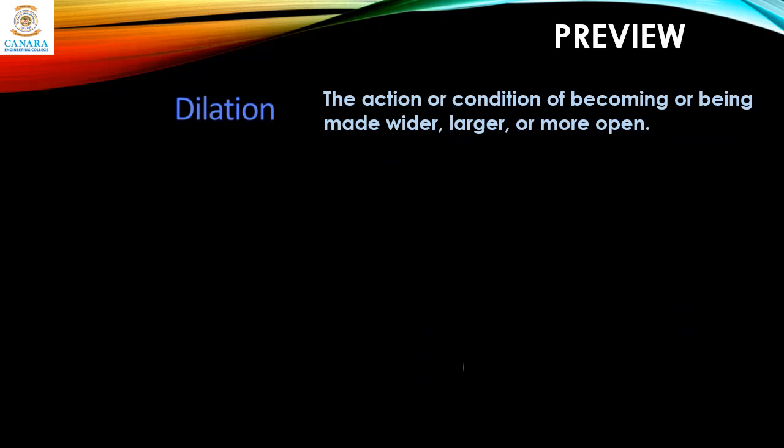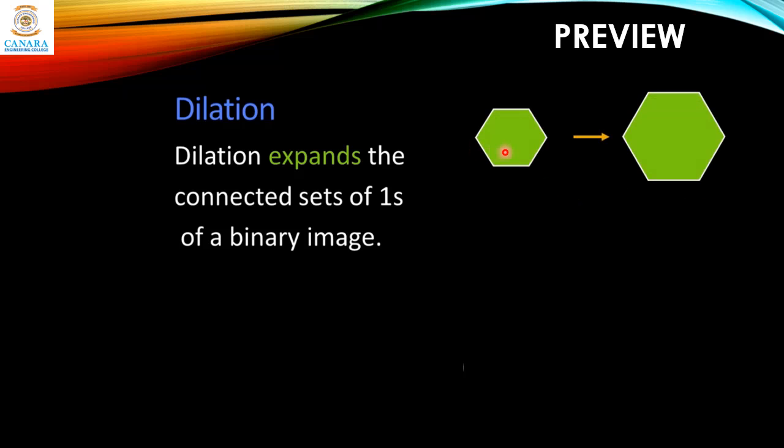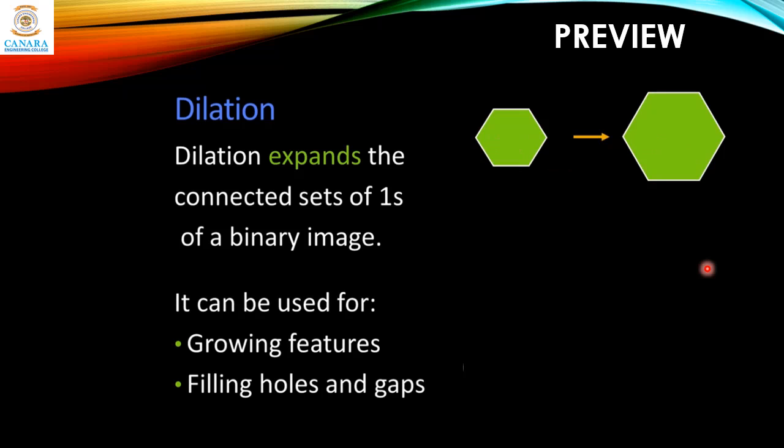What is dilation? The general definition is the action or condition of becoming or being made wider, larger, or more open. Now, how do we do that in a digital image? The dilation operation in a digital image basically expands the connected sets of ones of a binary image. So basically, we are making this object larger. This hexagon is made larger. That is basically the dilation.